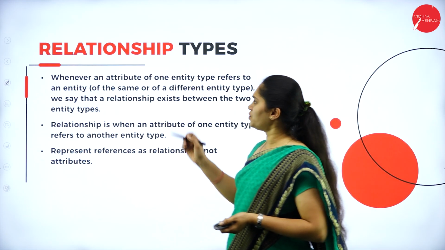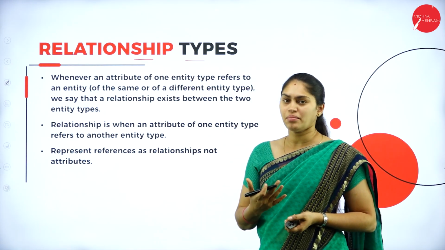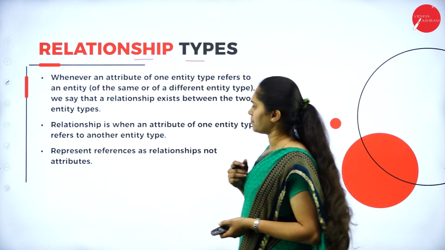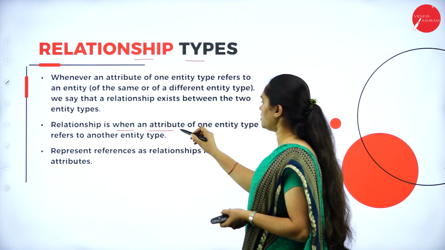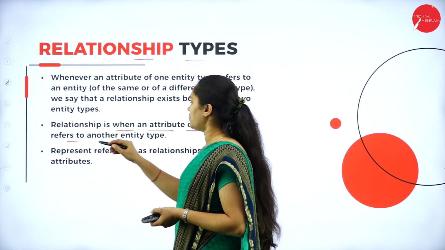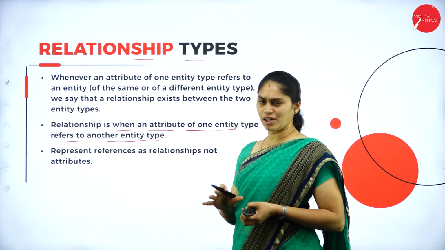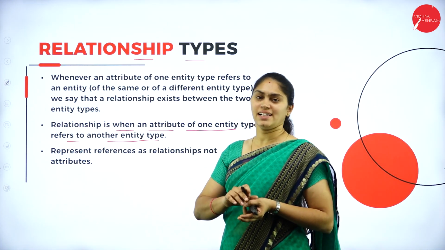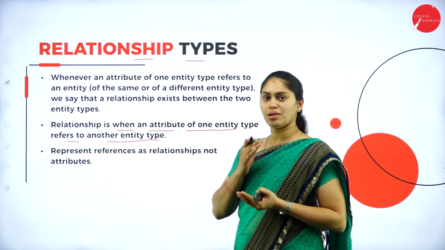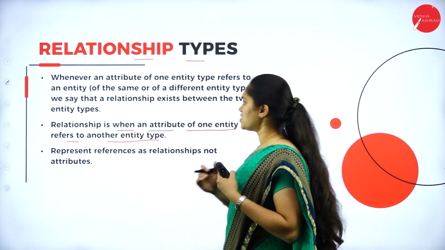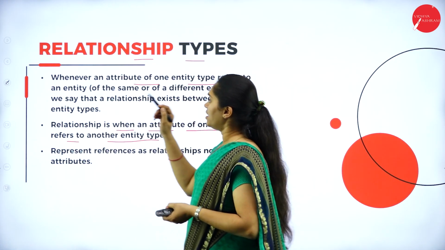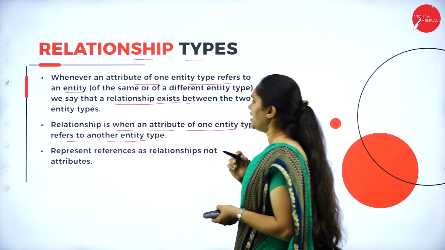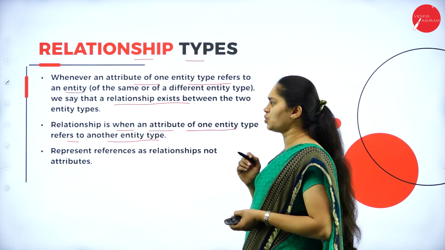Next we'll see what we mean by relationship type. You know what an entity type is, so now we'll see what a relationship type means. A relationship exists when an attribute of one entity type refers to another entity type. You already know what a relationship is. So when the attribute of one entity refers to another entity, we can say that a relationship exists among the different entities, whether the entity is of the same type or a different type.